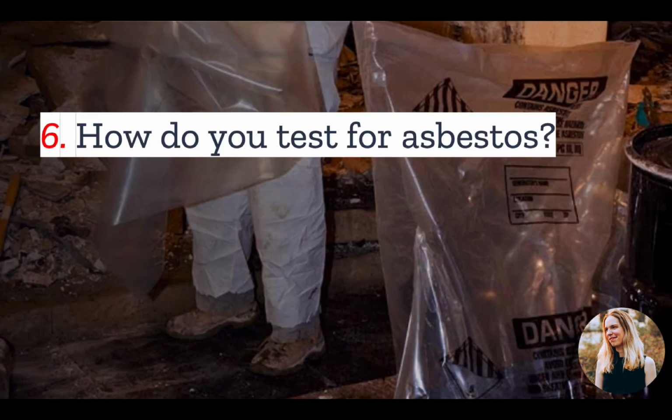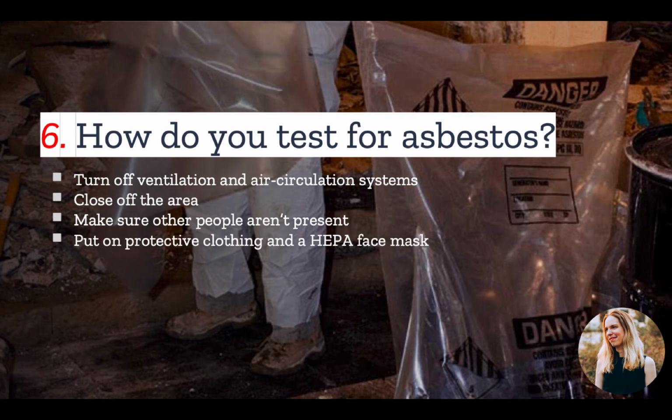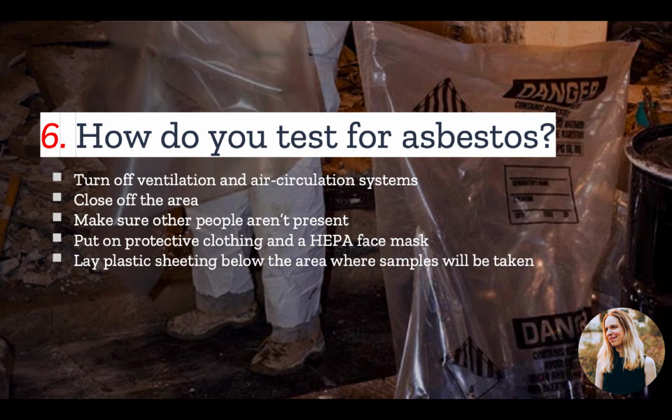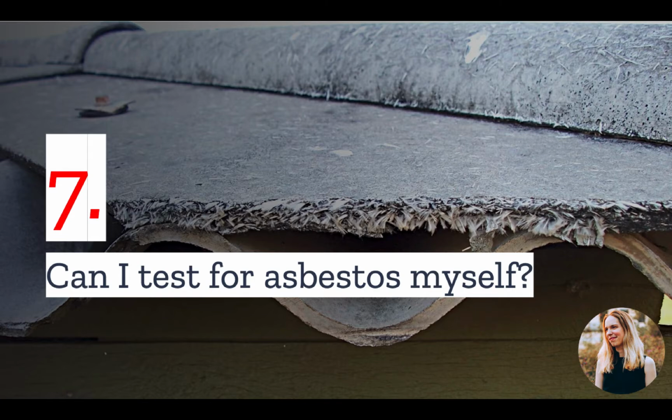Number 6, how do you test for asbestos? The general proceedings are as follows. All ventilation and air circulation systems should be shut off. The area being tested should be sealed, and people other than the tester should be kept away. The tester will put on protective clothing and a face mask with a HEPA filter. They will then lay plastic sheeting below the area where samples are to be taken, spray the area with water, cut a sample of the material, place it in a sealed container, and send the material to a lab for testing.